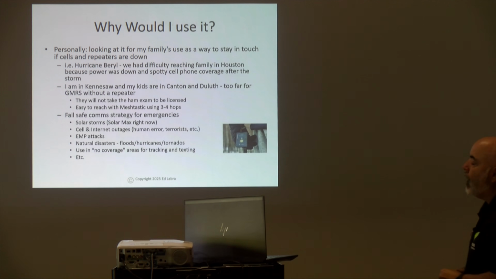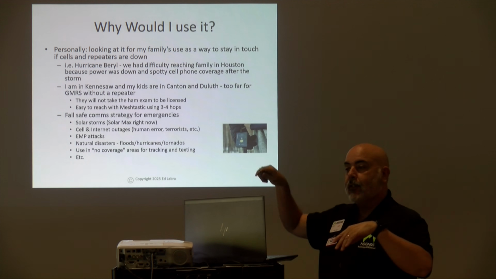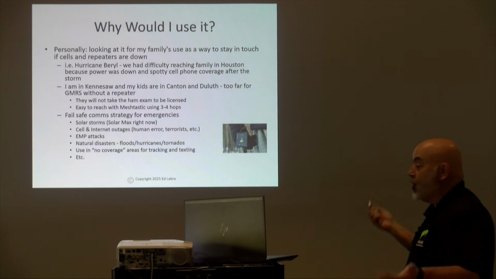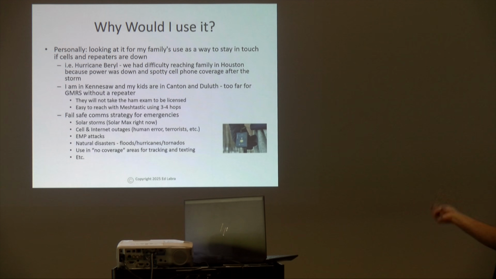I already talked about my use case, right? I'm using it for my family. I want to give one to my daughter, I want to give one to my son, my wife, so that we can all keep track of each other no matter what is happening. Fail-safe communications strategies. You know that the sun is in the middle of its solar cycle for the next few years. So solar storms are going to impact potentially satellites, what have you. This is a way around that.